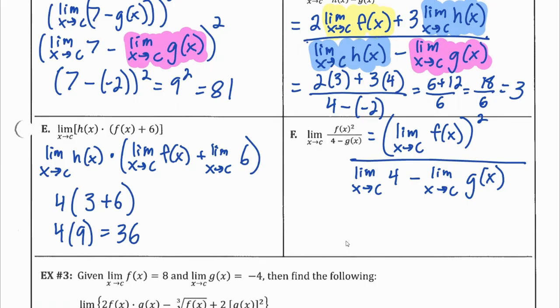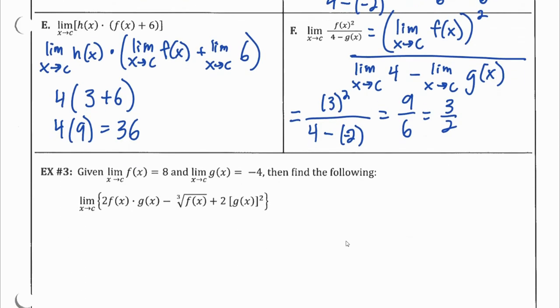So then in the numerator, we'll substitute in for that limit as x approaches c of f of x, and that's going to be 3 squared. Again, the limit of a constant is that constant, and the limit as x approaches c of g of x is 2. So 3 squared is 9, oh, I'm sorry, negative 2. 3 squared is 9 over 6. That's going to simplify to 3/2.